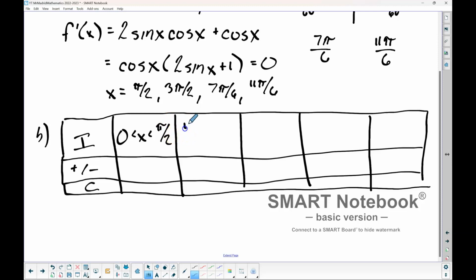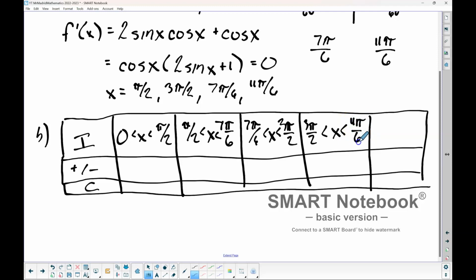So then the next one goes from pi halves to 7 pi 6. And then we go from 7 pi 6. What's the next one in the list? It's 3 pi halves, all the way to 11 pi 6.